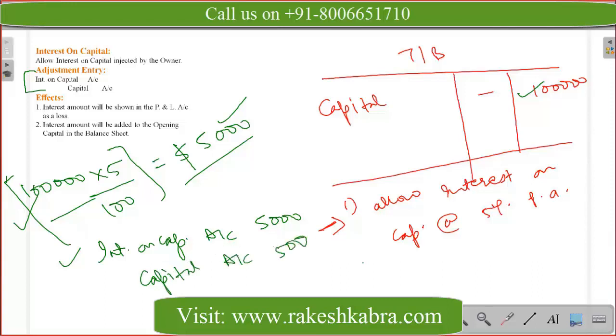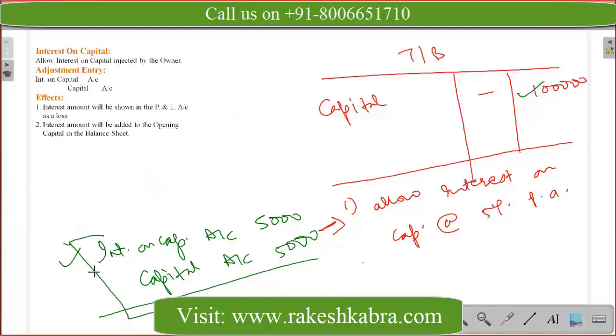See, I am not paying you interest, I am allowing you interest. There is a difference between paying and allowing. So this is the adjustment entry. Now see the effect of this entry. You understood this entry? This interest is a loss to me, that's why I debited the interest, and with the amount of interest I credited the capital account. Why did I credit the capital account? Do you have any idea about this?